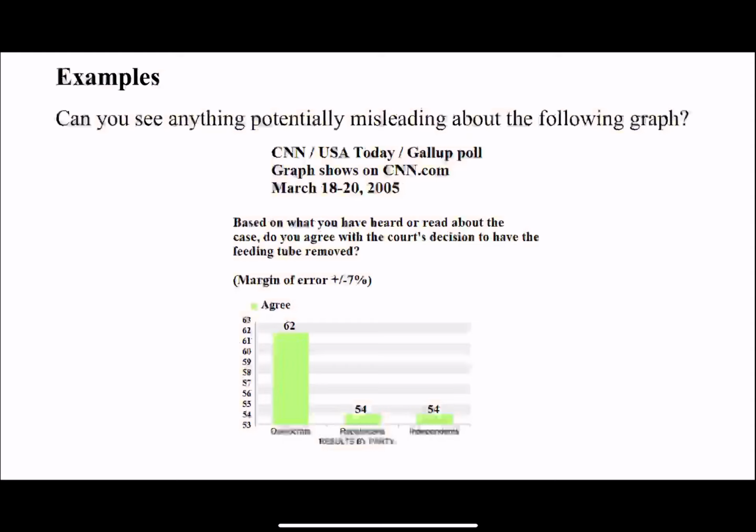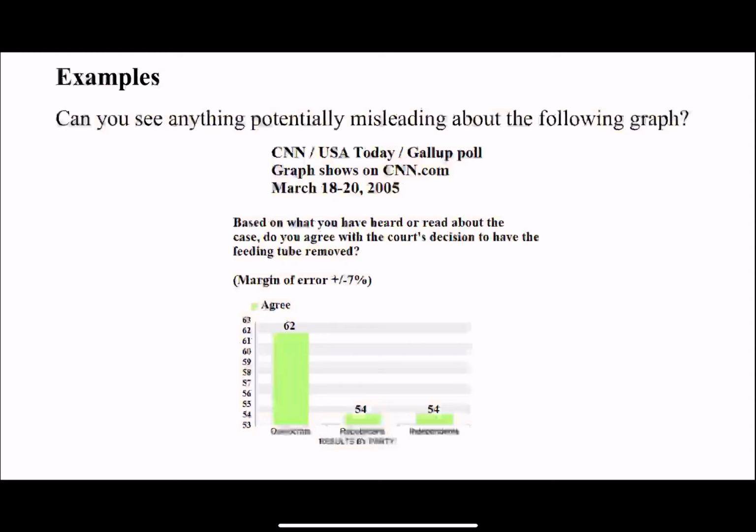For example, here, CNN USA, in 2005, there was a graph on CNN.com asking, based on what you have heard or read about the case, do you agree with the court's decision to have the feeding tube removed? And here's how they actually presented the data. Well, what is wrong with this visual display of data? What do you think? We have the answers for Democrats, Republicans, and Independents.